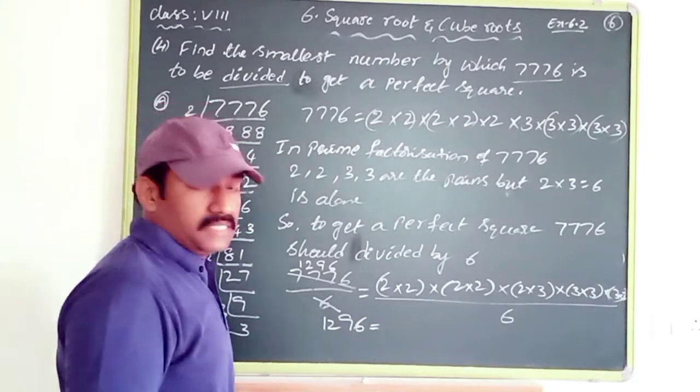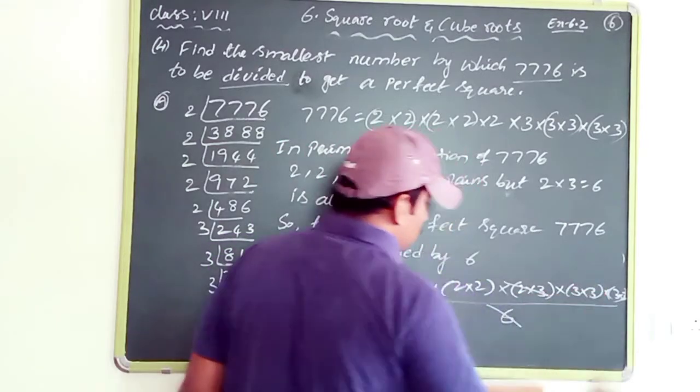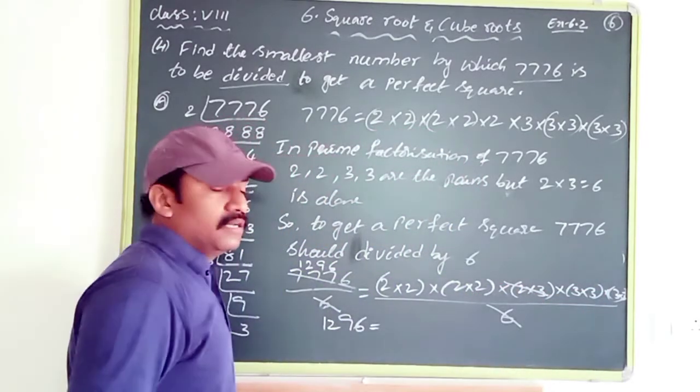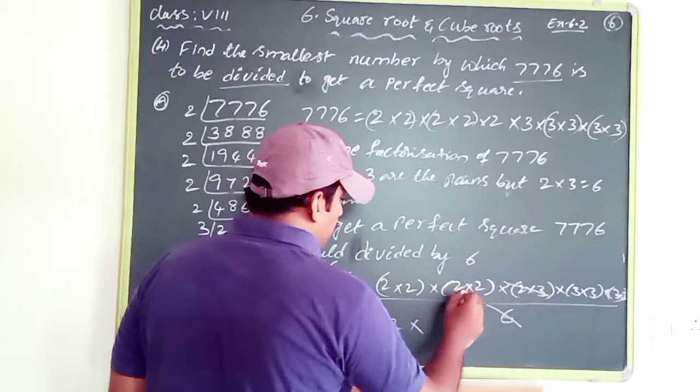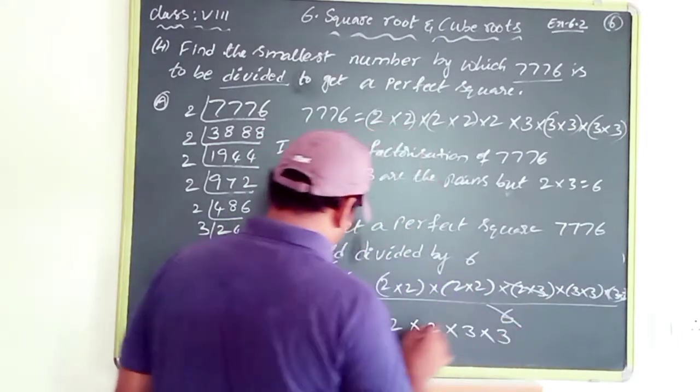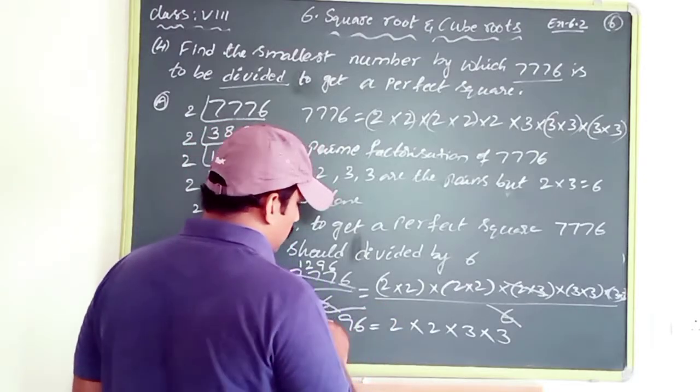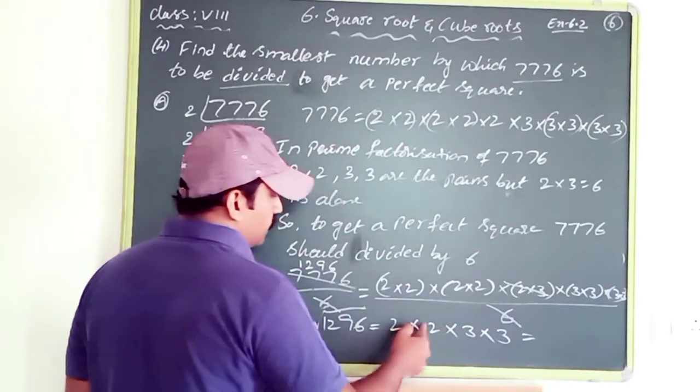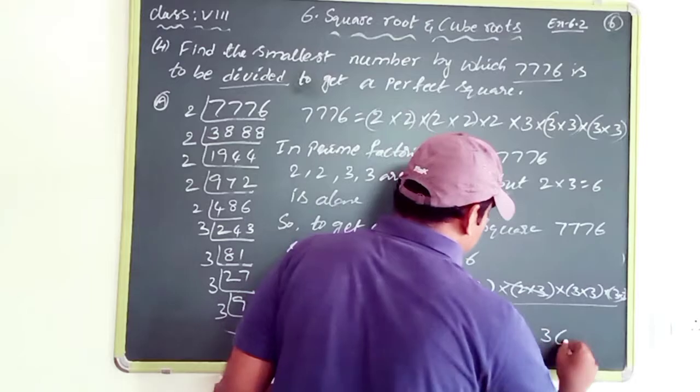So what is the answer? We can check. 6 ones, 2 3s are 6. Both will be cancelled. From these we get one 2 and one 3 remaining in each pair. Now the root of 1296: 2 2s are 4, 4 3s are 12, 12 3s are 36.